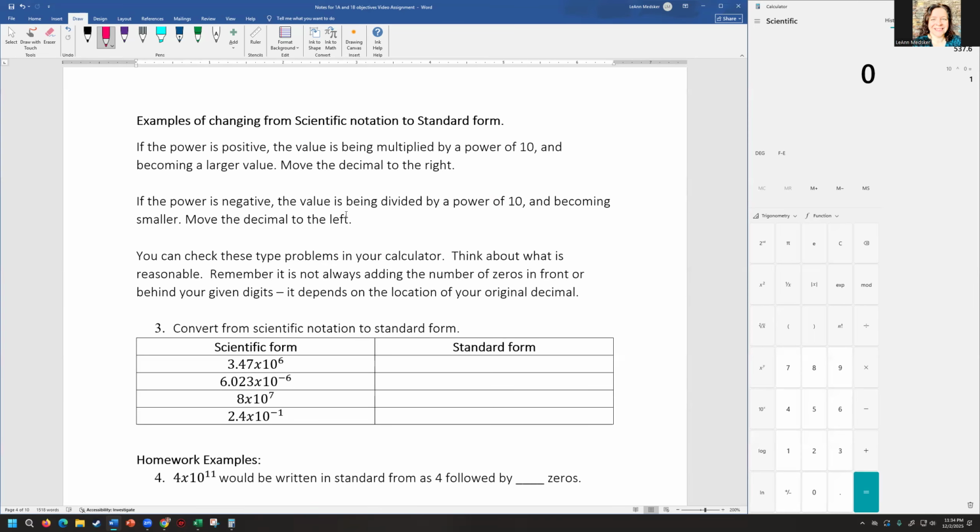So if the exponent or the power on your 10 is positive, you're actually multiplying by 10 over and over and over again. That makes your value become larger, which means you're moving the decimal to the right.